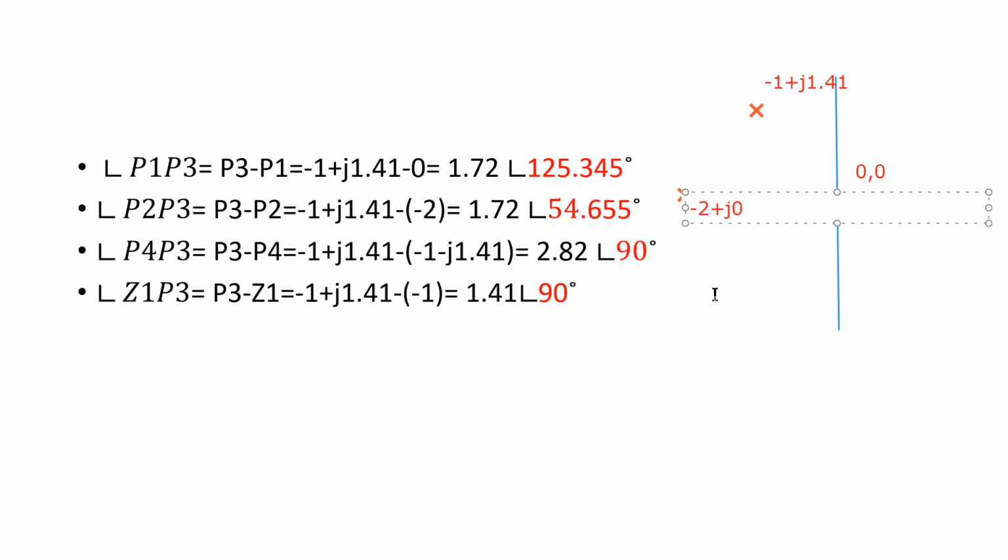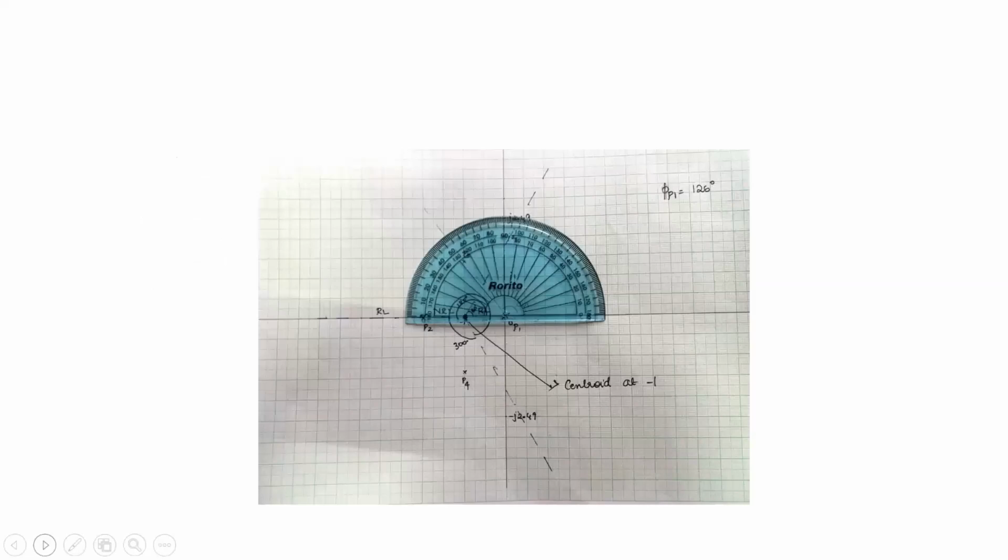Okay, -2, 0 or -2 plus j 0. This I can write like this. So it is -2 plus j 0, so that I can write the coordinate and I can find the values in polar form. I'll get the angle. So similarly for the other two also you can do and find the angles. Either you can use a protractor, or if you don't have a protractor, by using the coordinates you can find out the angle.